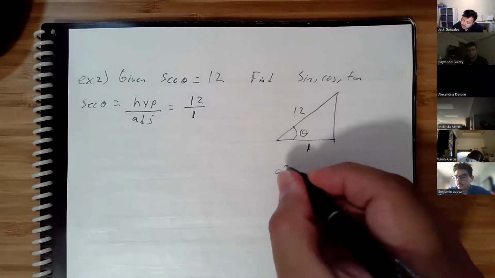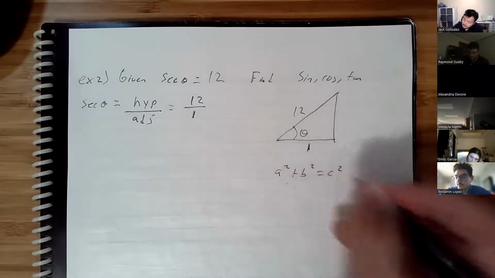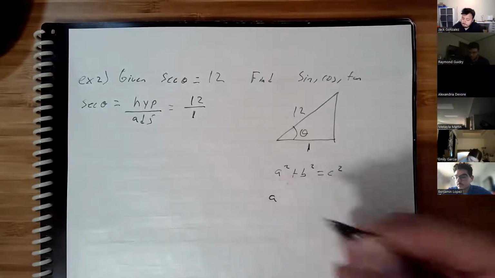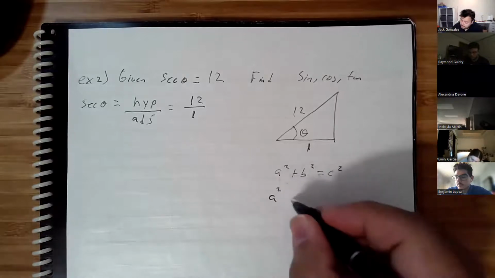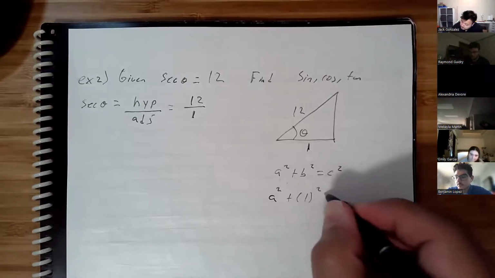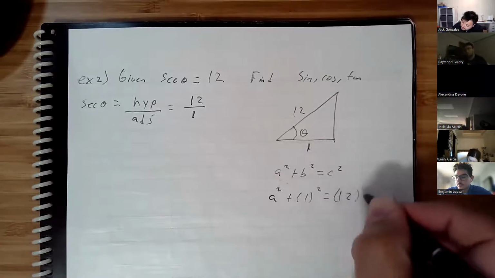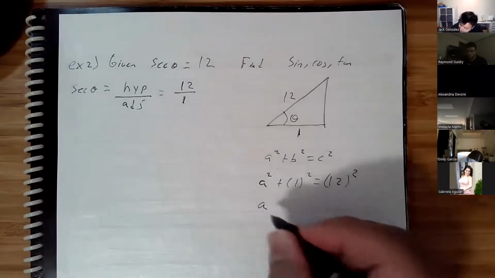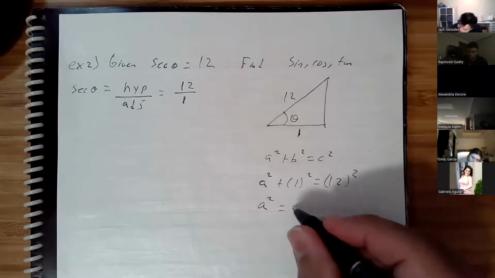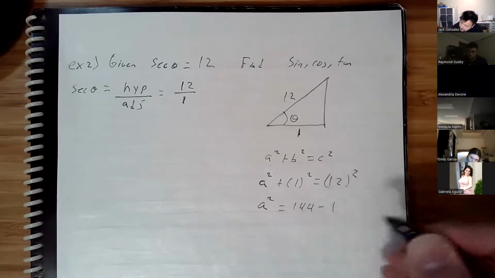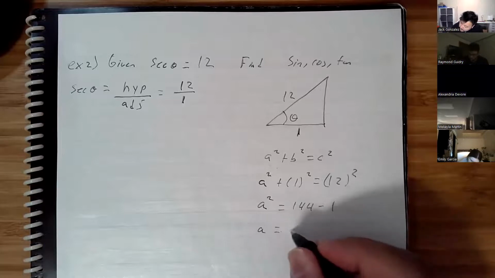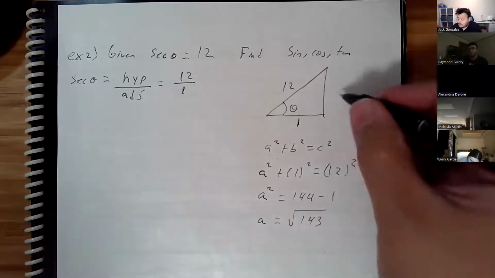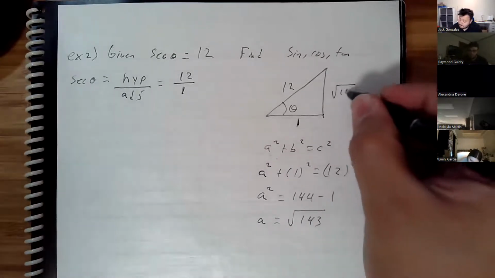So we have a squared plus b squared equal to c squared. Let's say I want to find the a, and I have the b. Plug in your c, solve for a. So that'll be 144 minus 1. So a is equal to the square root of 143. That doesn't show all the algebra there. Let me know if that's okay or not okay.